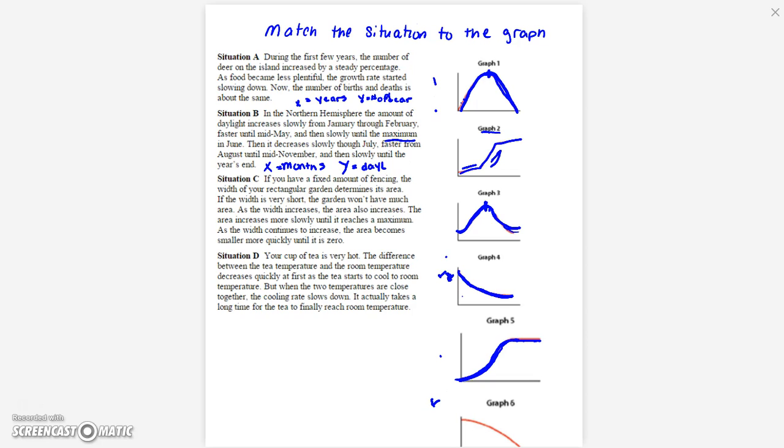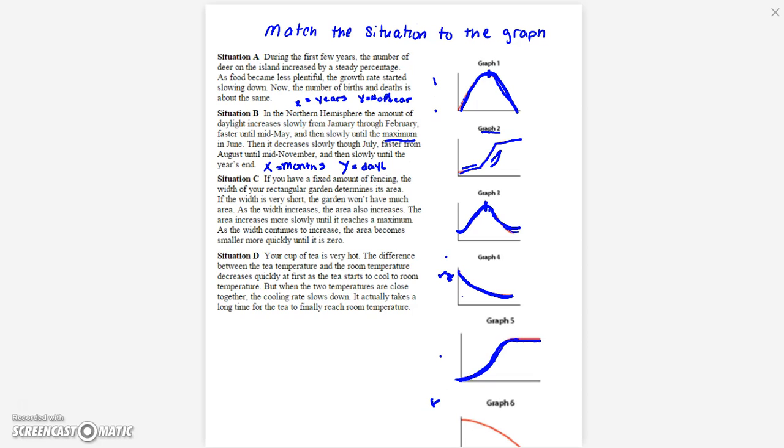So now we have graph 3 matched and graph 5. Situation C, if you have a fixed amount of fencing, the width of your rectangular garden determines its area. If the width is very short, the garden won't have much area. As the width increases, the area also increases. The area increases more slowly until it reaches a maximum. As the width continues to increase, the area becomes smaller more quickly until it is 0.